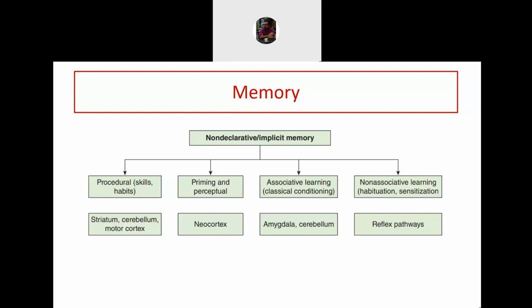Another very important skill is known as priming, which is developing intuitions. I will come to the details of priming later. Classical conditioning, like Pavlov's experiment, where a dog was attuned to a ringing bell and food, this kind of associative learning occurs in the amygdala and cerebellum. Amygdala, by the way, is a center for emotional response. And non-associative learning includes two special types of learning that involve reflex pathways. So let us go one by one into these different types of learning and memory.